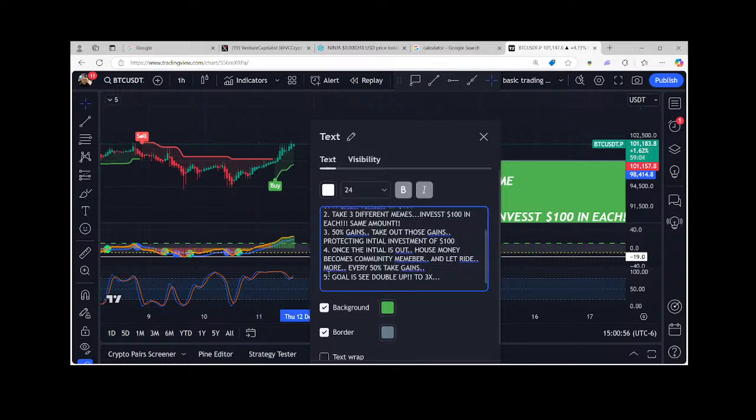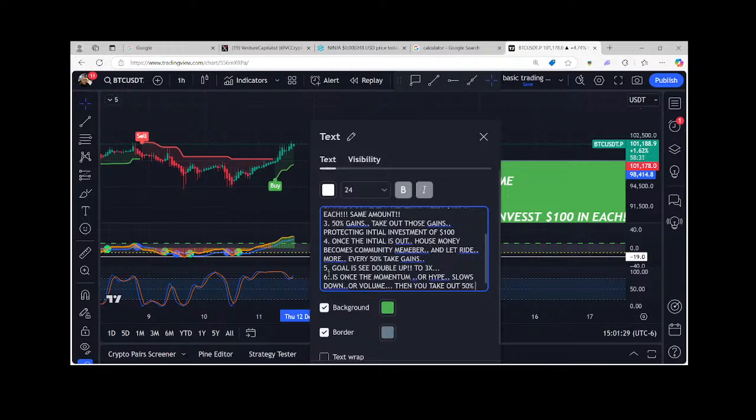Now, number 6 is once, and this is what we talked about, the momentum or the hype slows down, or the volume, right? And this is where, last night ASHOCK took profits because he noticed that the volume had slowed down, right? Then you take out 50% of your entire bag.